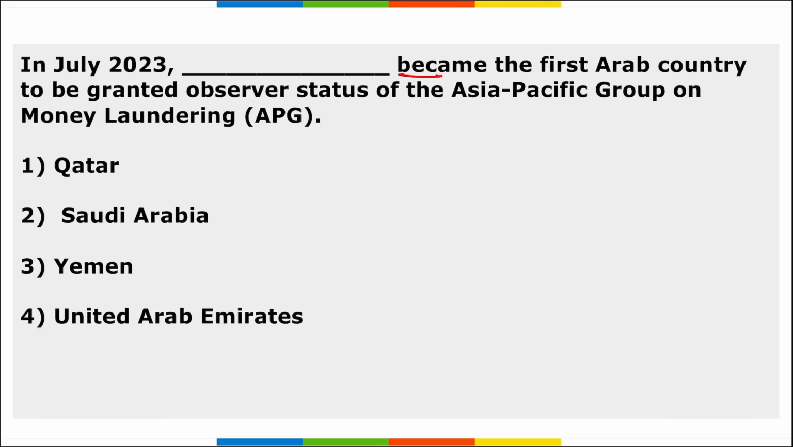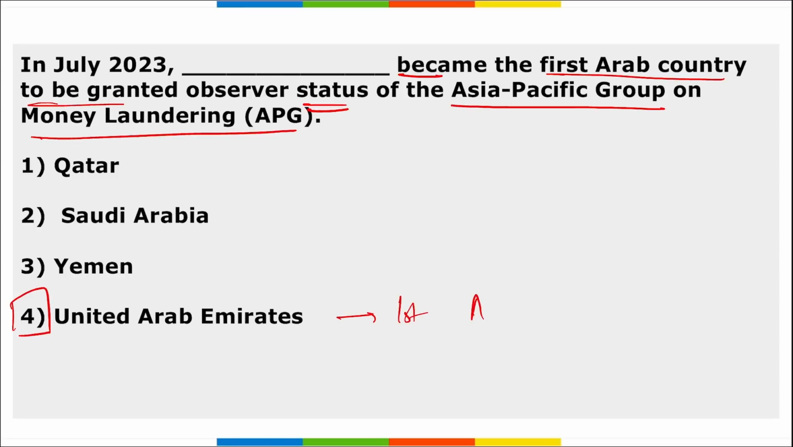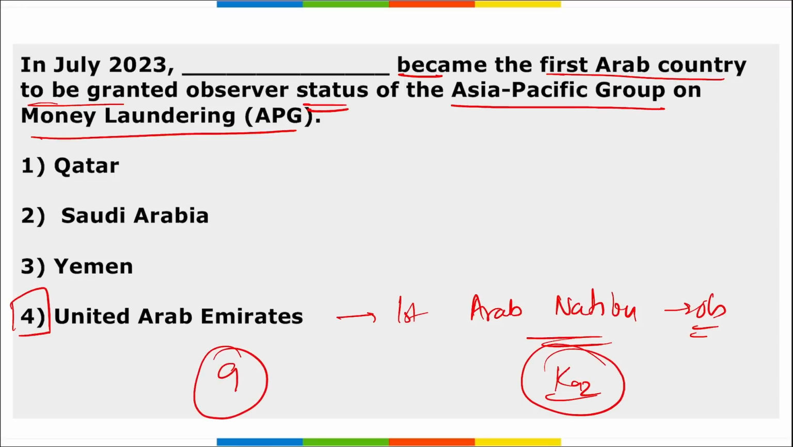Next, which country became the first Arab country to be granted observer status of the Asia Pacific Group on money laundering? It is the United Arab Emirates that became the first Arab nation to be granted observer status. Apart from this, remember, Kazakhstan has also joined this, and there are a total of 9 observers now, and a total of 41 active members here.